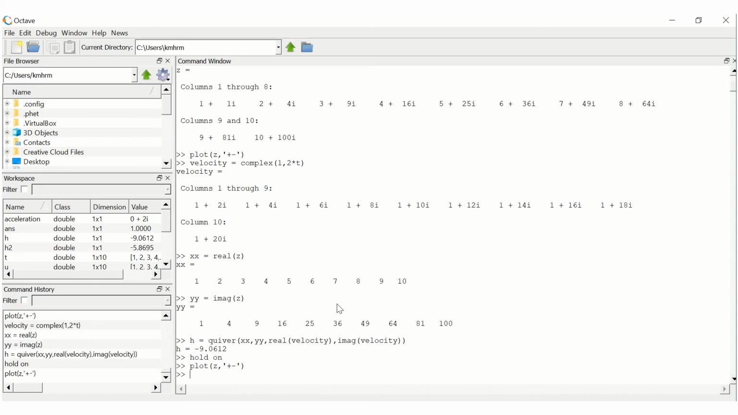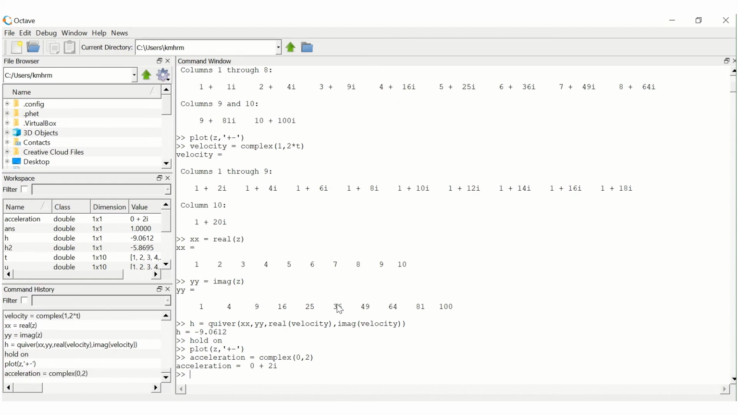Now we want to plot the acceleration. So let's just call it acceleration, and as we have found just now, acceleration is going to be equal to 2i, right? So let's just put complex. The real part is 0, so the imaginary part is going to be 2. So here you can enter. So you have just one value, because there is no dependence on t.